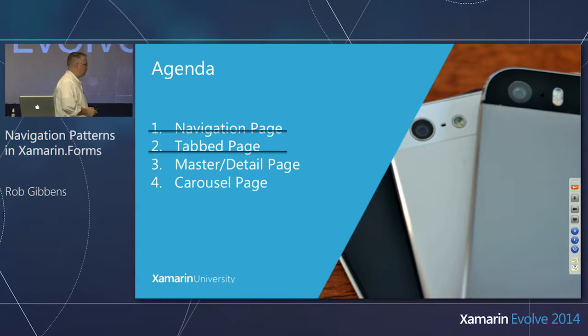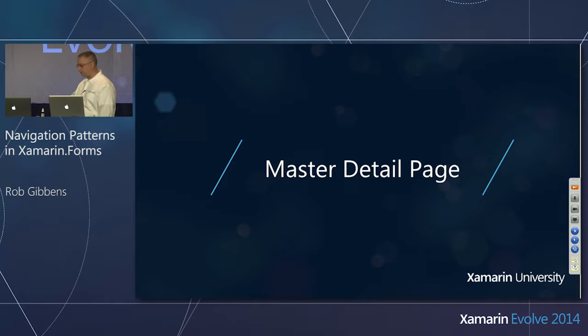Okay, so we covered the navigation page, covered the tab page. Let's look at implementing a master detail page interface with Xamarin Forms. The master detail navigation pattern is going to display a master list of items on one side and a details page for the currently selected item, hopefully at the same time on the same screen without navigating away from the list that you're looking at. This is great for screens like the Contacts app, where we have a list of people, we want to select one, we want to see their details, but we don't want to lose that list of people.